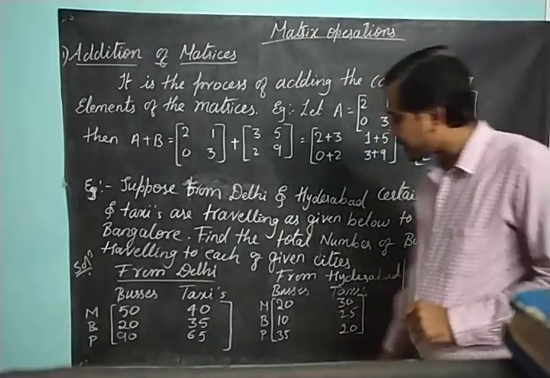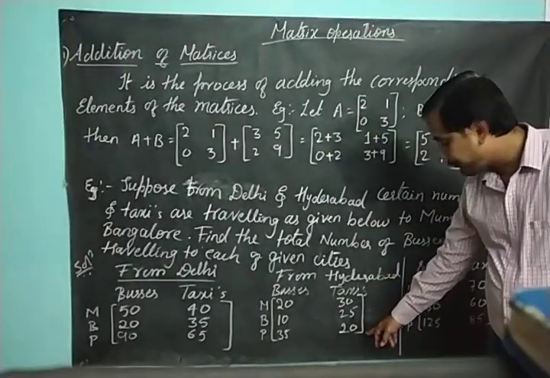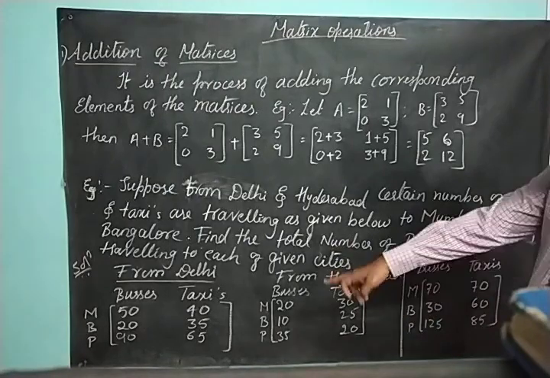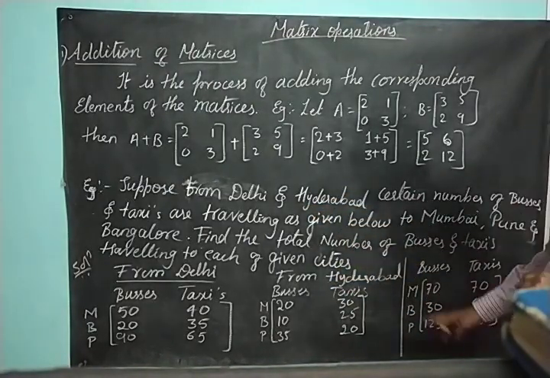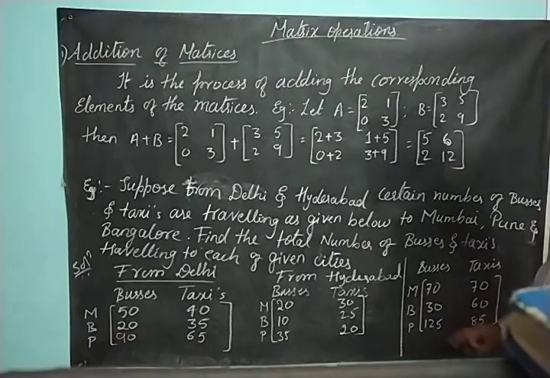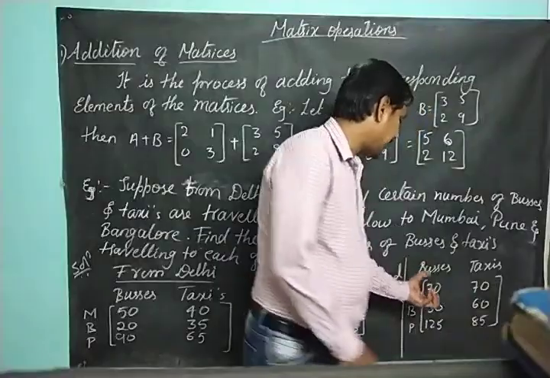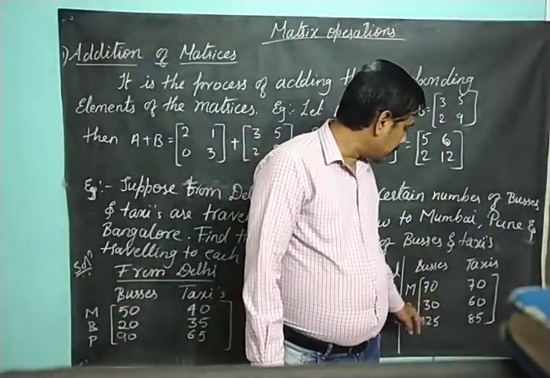And how many taxis are coming? 65 from Delhi and 20 from Hyderabad. So the total number of taxis coming to Pune is 65 from Delhi plus 20 from Hyderabad. 65 plus 20 will give you 85, right?